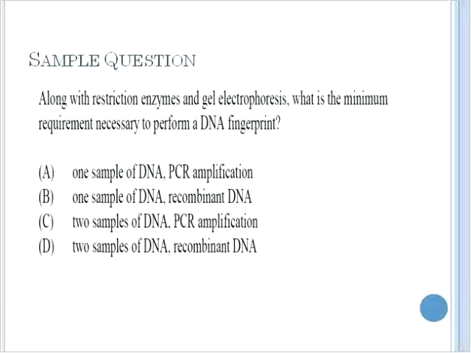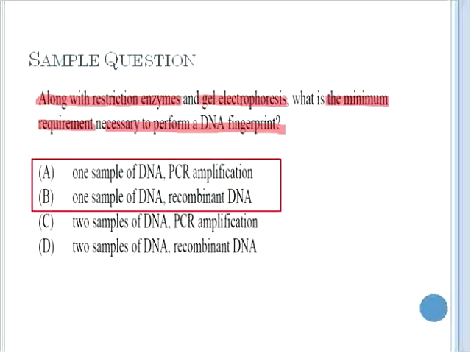This question, as was presented on a past public examination, asks, along with restriction enzymes and gel electrophoresis, what is the minimum requirement necessary to perform a DNA fingerprint? Well, you would need a sample of DNA. So therefore, the correct answer would be either A or B. 2 would not be needed. Recombinant DNA is putting the DNA of another source in. If you were looking to perform a DNA fingerprint isolated to a specific person or organism, the correct answer would be A, one sample of DNA and the means by which to generate multiple copies, PCR amplification.